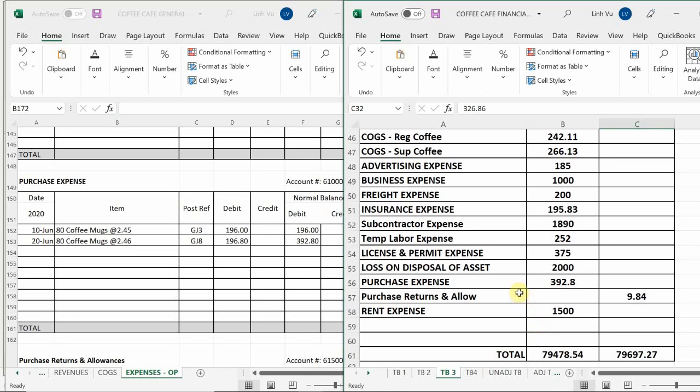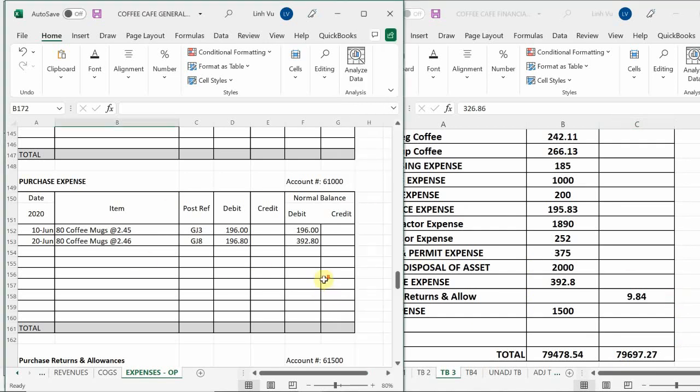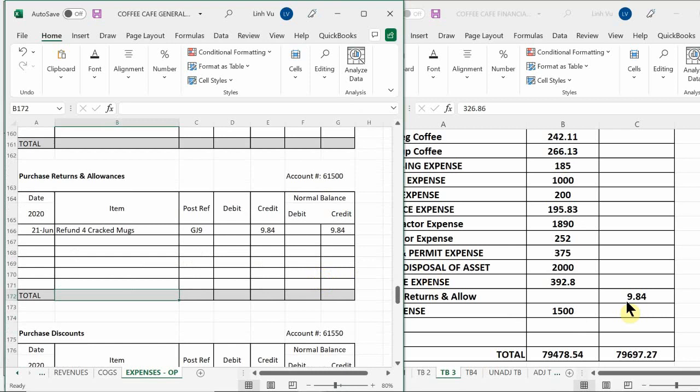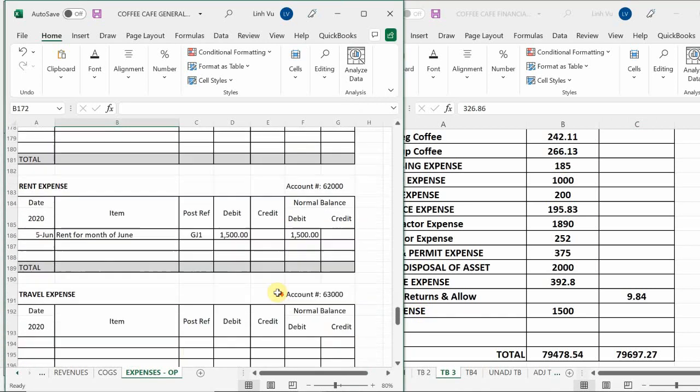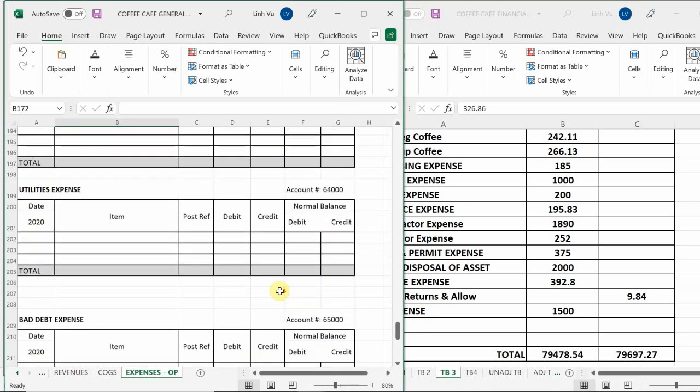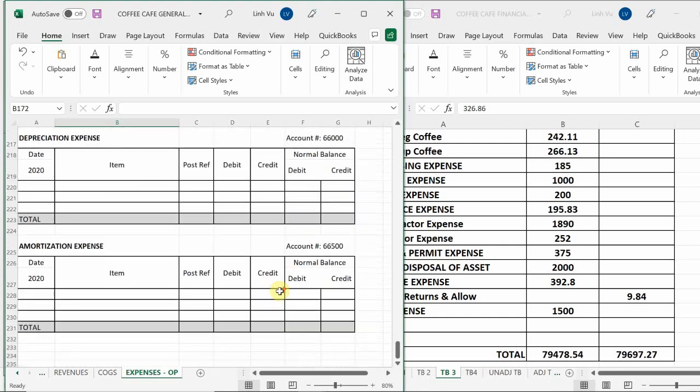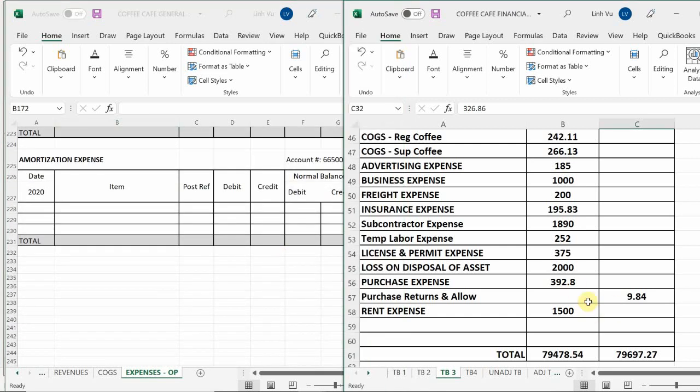$392.80 for purchase expense. Then we have a credit of $9.84 for purchase returns and allowances. And we have rent for $1,500. My numbers all match. Let me run the formula one more time.